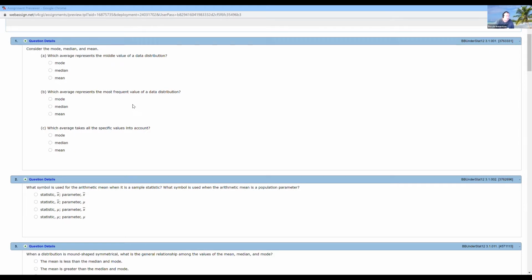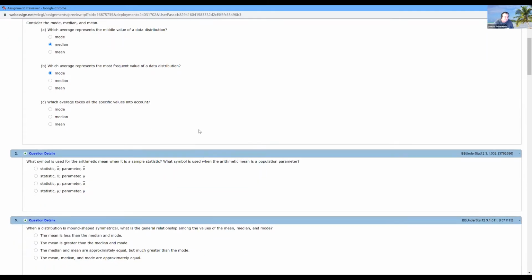They start off with, consider the mode, the median, and the mean. Which average represents the middle value of the data? That'd be the median. Which average represents the most frequent? The mode. Don't you like it when questions are so simple as this? Would you agree there's a very good chance that the third one's going to be the mean? And it is.